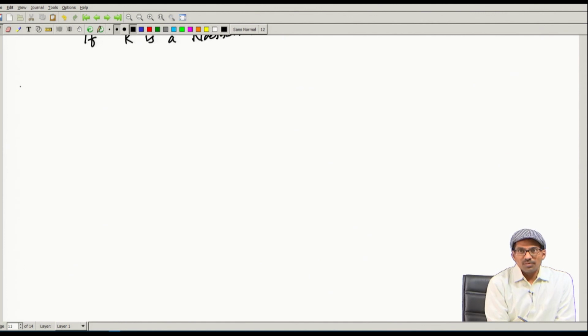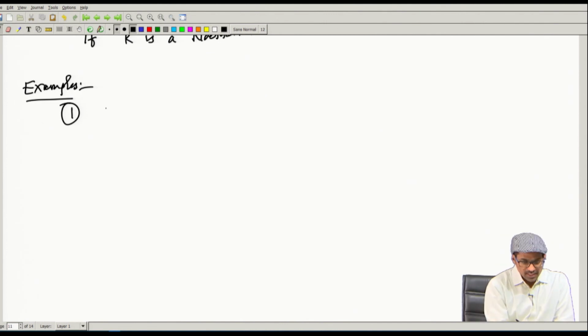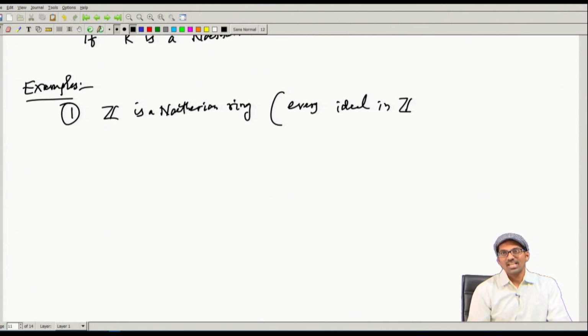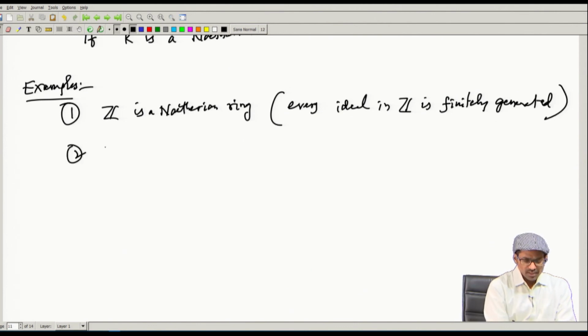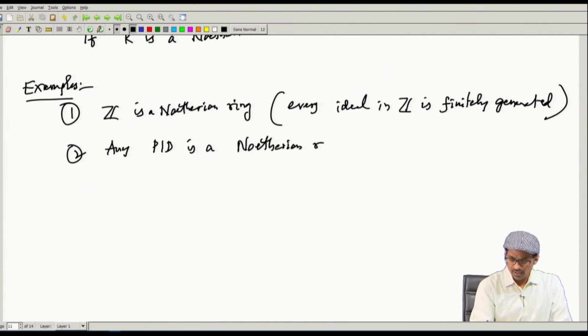Actually almost all the rings we worked with are Noetherian. Examples: the first one is Z is a Noetherian ring. Why? Because every ideal in Z, every submodule of Z, those are precisely the ideals in Z, is finitely generated. In fact, it is a principal ideal, and more generally any PID is a Noetherian ring. Z is just an example of a PID. It is a Noetherian ring.